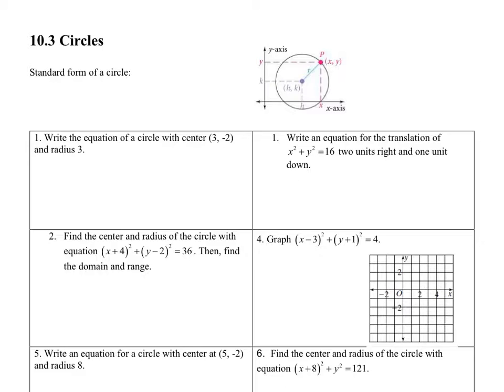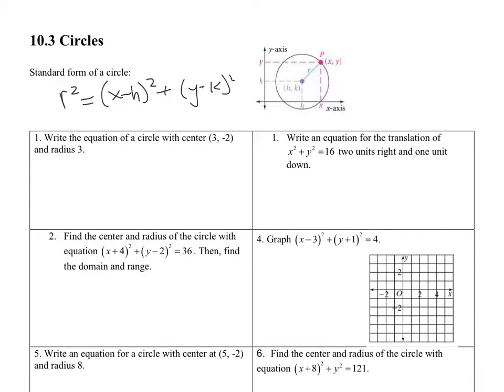So the standard form of a circle is radius squared equals (x minus h) squared plus (y minus k) squared, where (h, k) is the center of the circle.